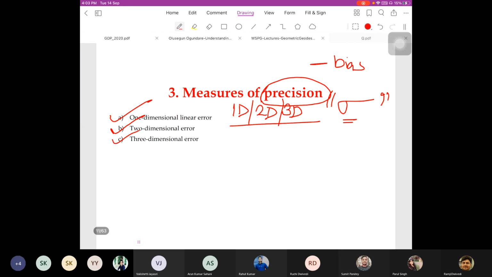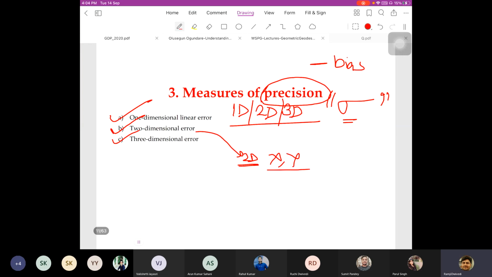If you are working with only heights, let's say a level network or height determination network, you are only working with height differences. You are working with only one observable, that is height. But in actual topographical mapping, you do not always work with height. You have to work with horizontal positions also. So automatically that becomes 2D, the moment you work in horizontal dimension.